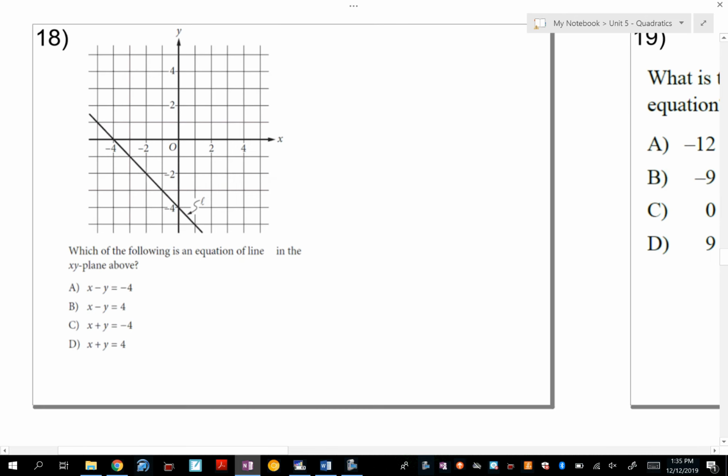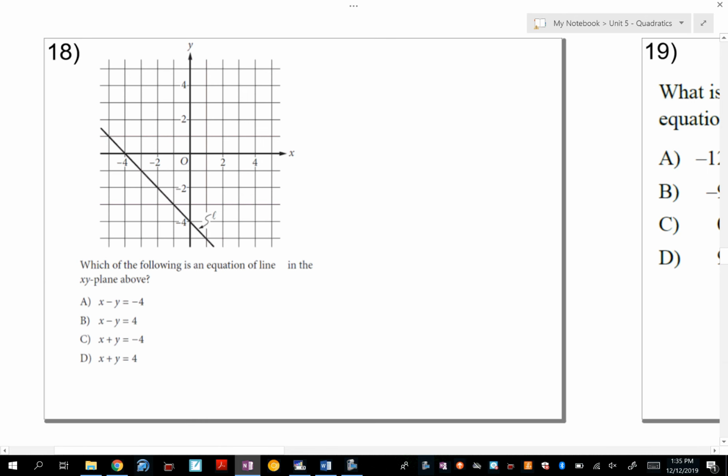Now I apologize for number 18. For some reason when I transferred it, it didn't come through that this is line L. But I guess you all hopefully figure that out. This is line L, and it says, which one of these is the equation for line L?